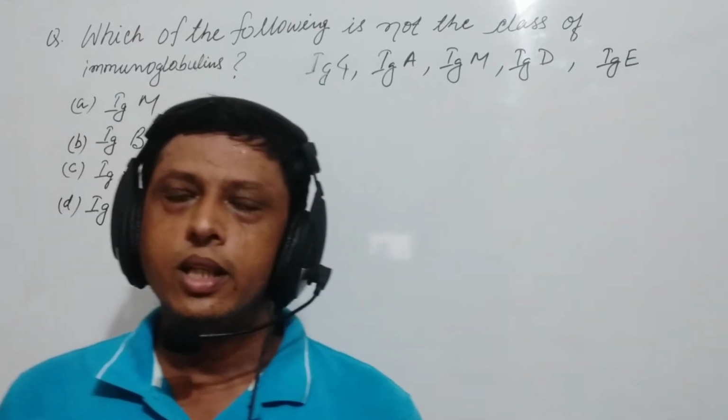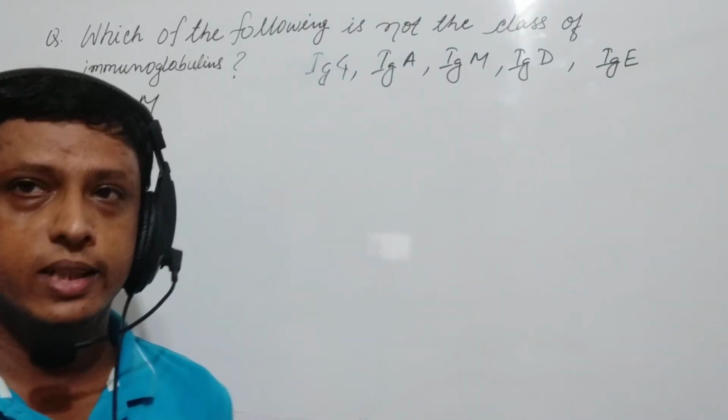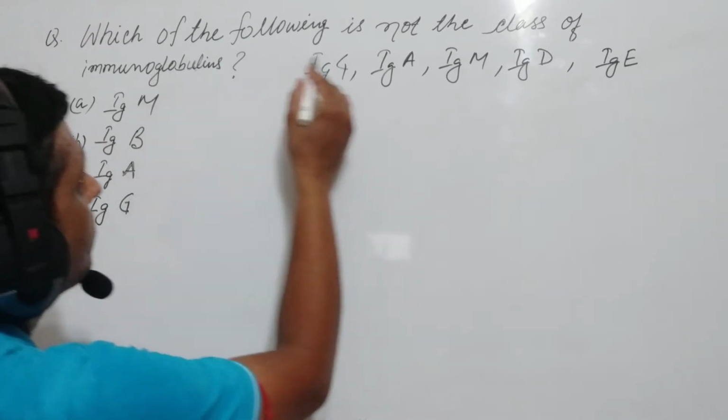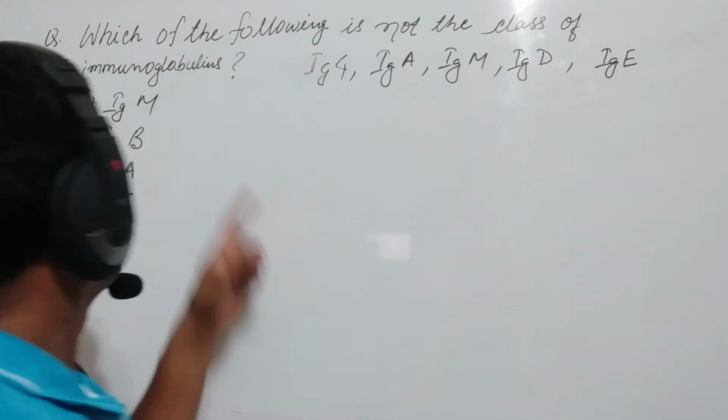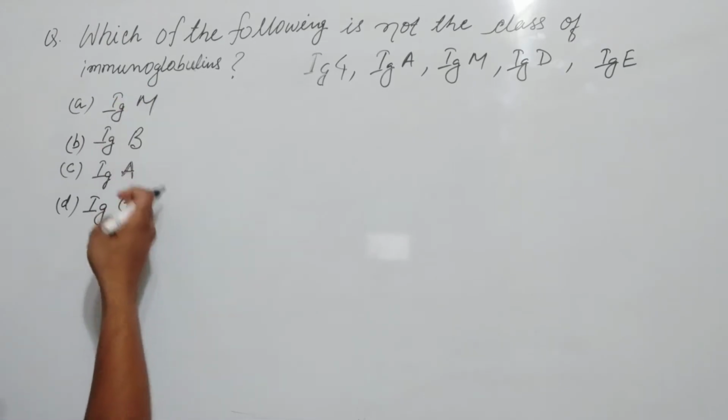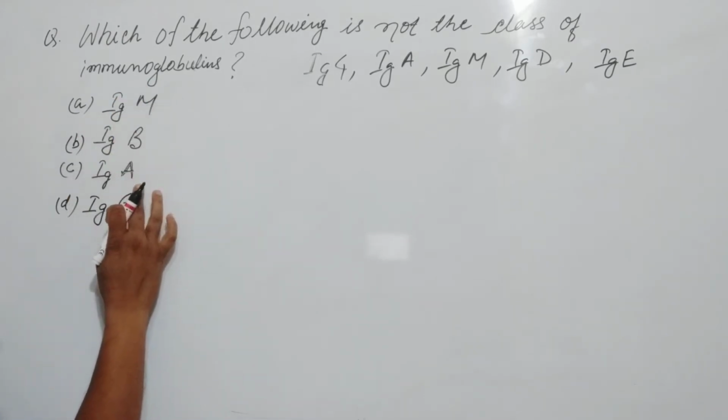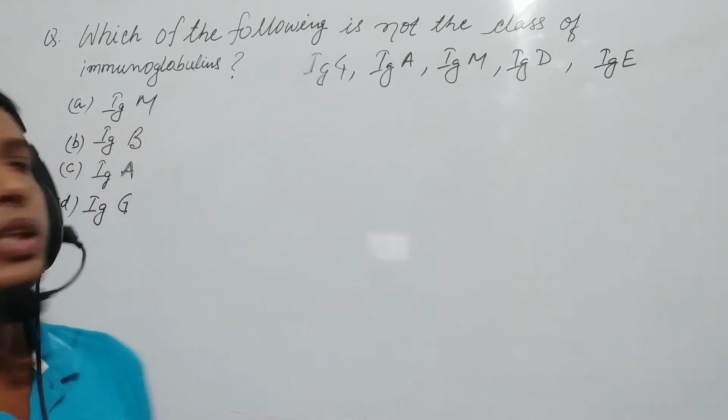Good evening, students. Here is a neat question for you. Let us see what is the question. Which of the following is not the class of immunoglobulins? And your options are IgM, IgB, IgA, IgG.